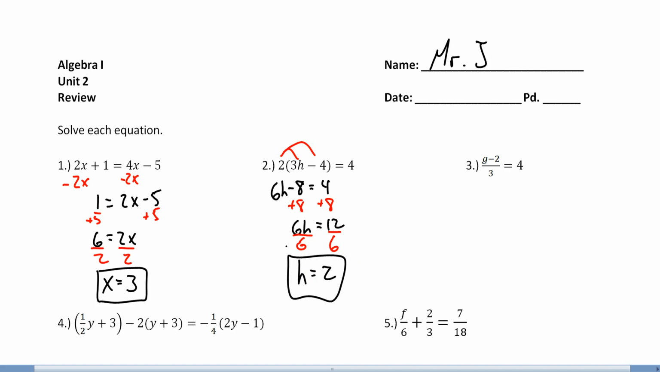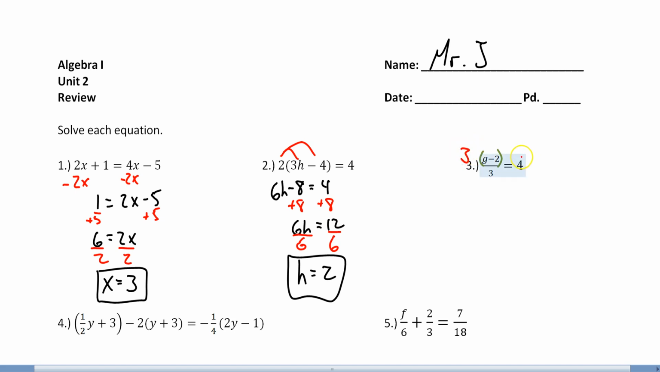Number 3, there's a couple ways I could approach this. I could treat this like a proportion and say that's 4 over 1 and cross multiply. If you decide to do that, that's fine. I'm going to take the more literal approach here. Whenever I have a big giant fraction like this, it's implied that the numerator is in parentheses. So if I'm working backwards through the order of operations, I have to undo the division before I undo what's in the parentheses. So I'm going to multiply each side by 3.